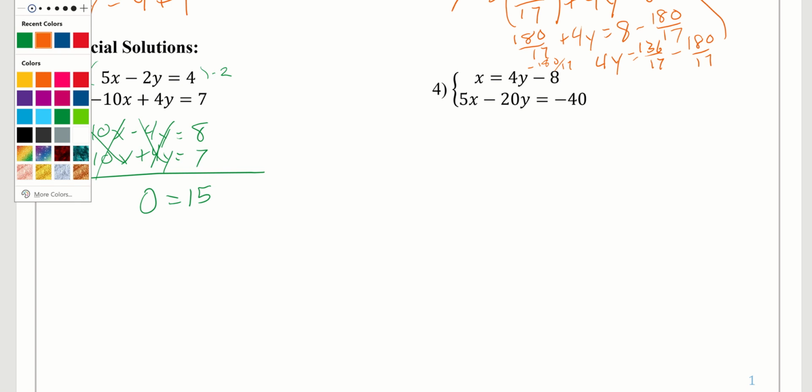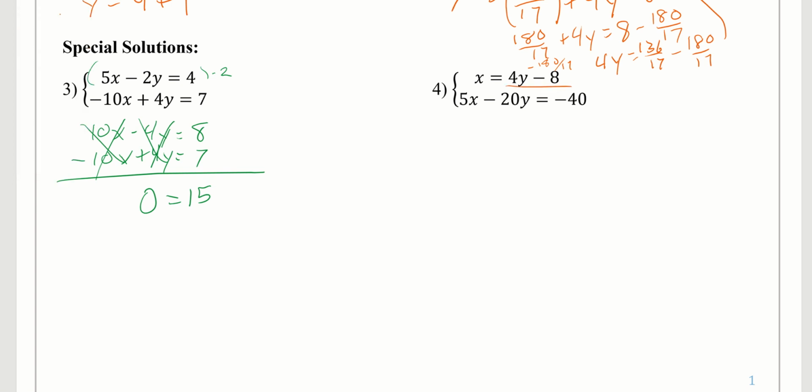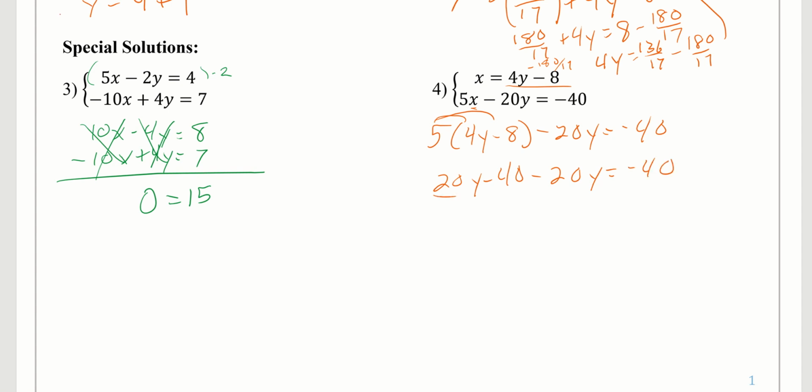Now with this other equation, I see that we already have x, so I'm going to plug that in. I'm going to use substitution. Minus 20y equals negative 40. Distribute in, so I end up with 20y minus 40 minus 20y equals negative 40. And now if you notice, I combine those two. That gives me 0. And then if I add this to the other side, that also gives me 0.